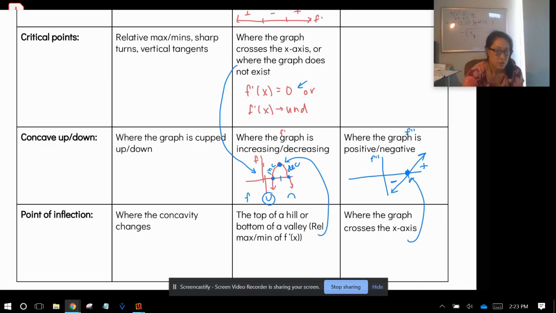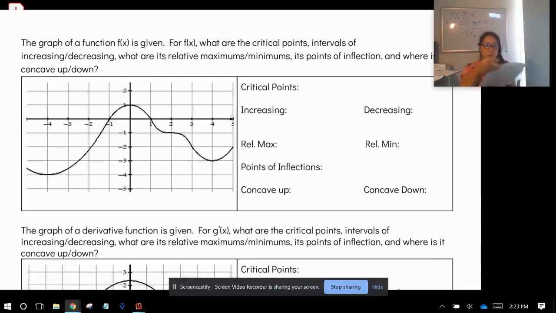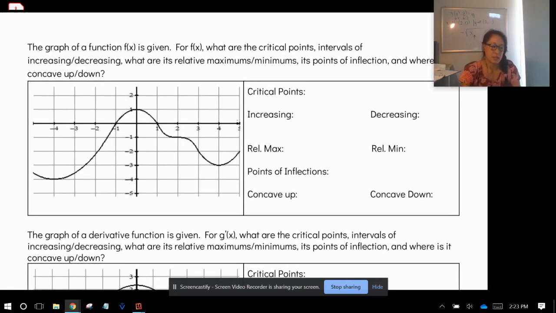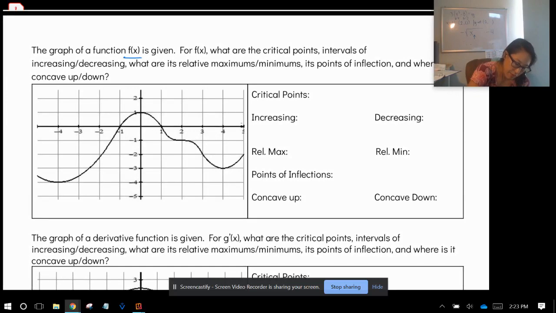All right, so let's move on. Let's do some examples and we'll come back to that. All right, so we have to be really careful about what's given. We are given the graph of f of x, so I will go ahead and write that in, and we need to find all of the things.